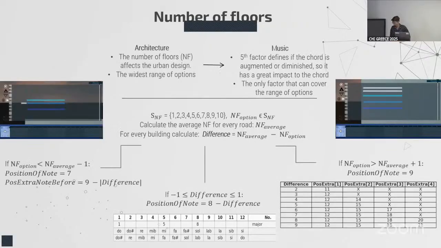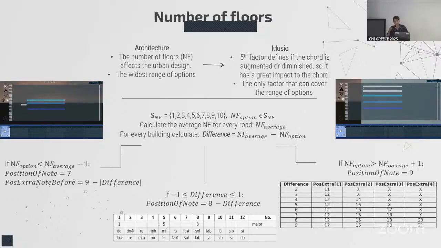Then we have the number of floors. The number of floors has the widest range. That's why we translate it into the fifth factor. The fifth factor is the only chord factor that can move through several positions, and we can add also new notes on top of it. To do the translation between these two, we follow the same logic as before. We have the ordered set with the 10 floors that you can choose from. We calculate the average, and then we calculate the difference.